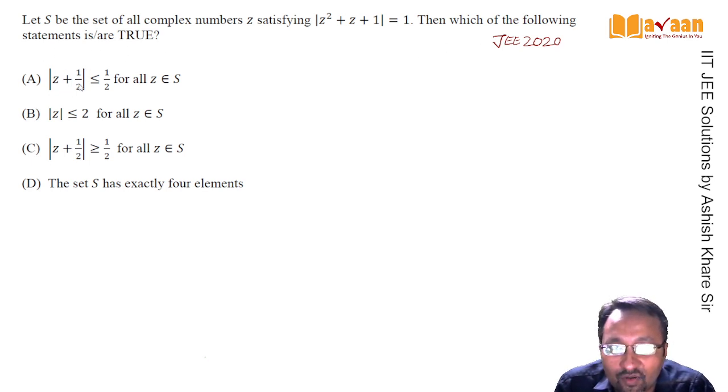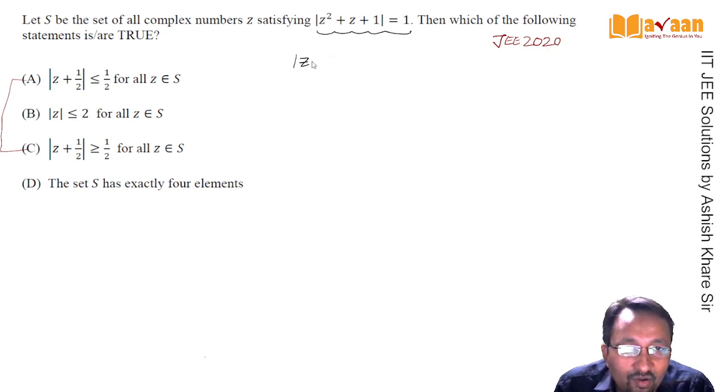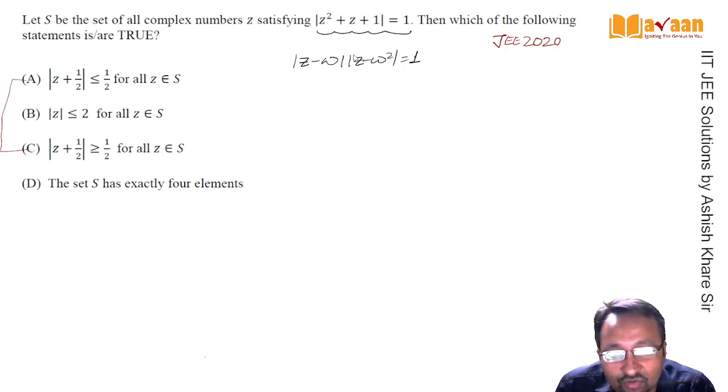Very quickly I look at the four options and I realize that options first and third both deal with the distance of Z from minus half. Option B deals with the distance of Z from 2. To begin with, I would try to understand this equation, which is basically mod of Z minus omega into mod of Z minus omega square is equal to 1. Now omega and omega square are minus half plus minus root 3 iota by 2, and minus half is the point from which these two distances are dealt.